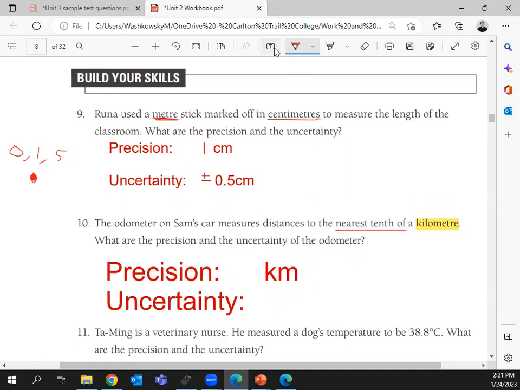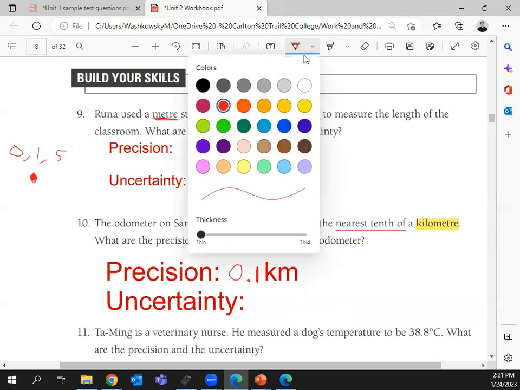Tenth of a kilometer, right? And so a tenth as a decimal is just 0.1. So my precision in this case is 0.1 kilometers, right? A really common error here would be people just put 1 kilometer. It's not 1 kilometer, it's 0.1 kilometers.